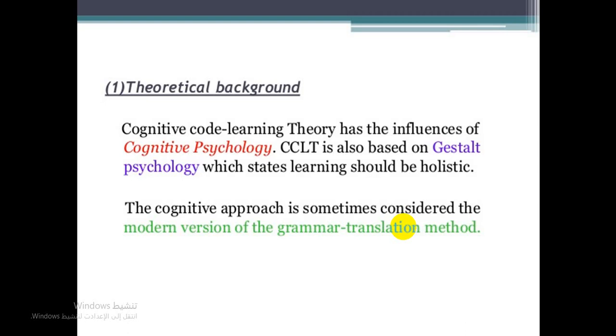According to Carroll, learning a language is a process of acquiring conscious control of the phonological, grammatical, and lexical patterns of the second language, largely through study and analysis of these patterns as a body of knowledge. Also, the cognitive approach is sometimes considered the modern version of the grammar translation method.